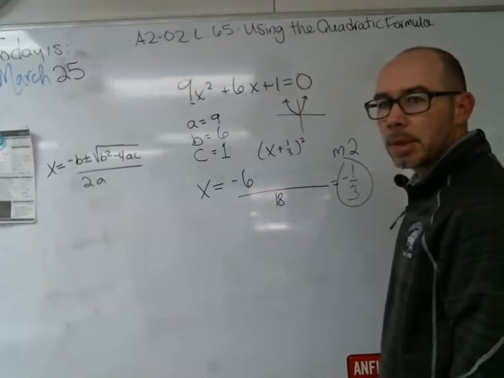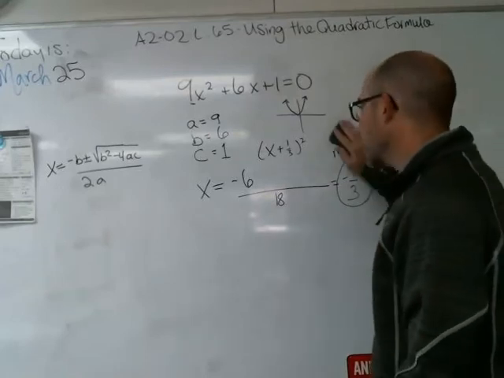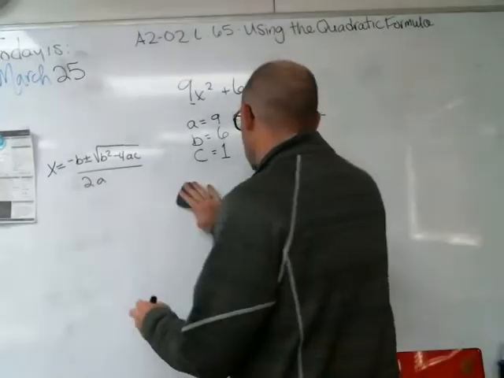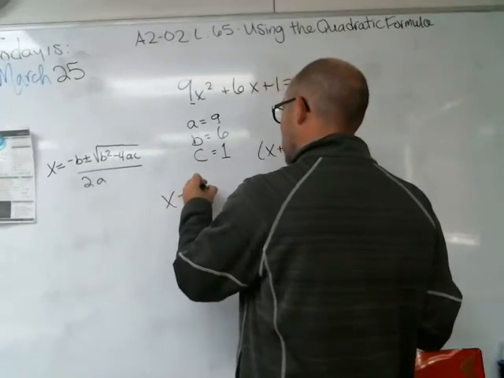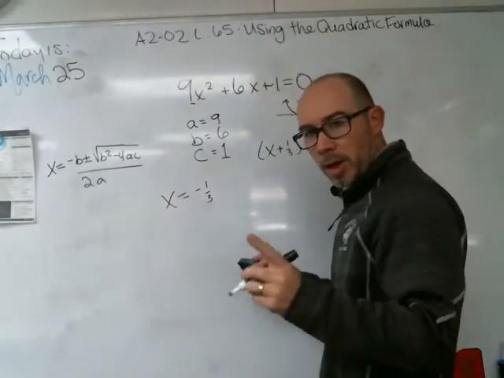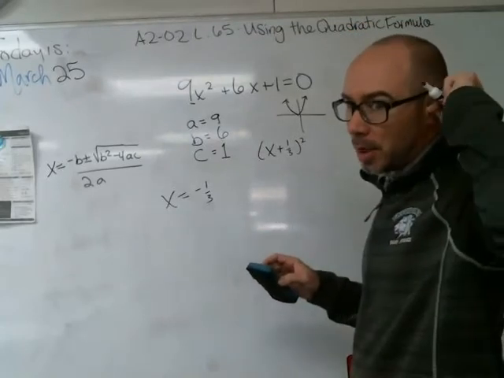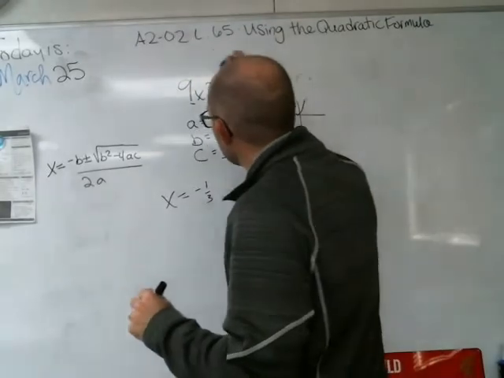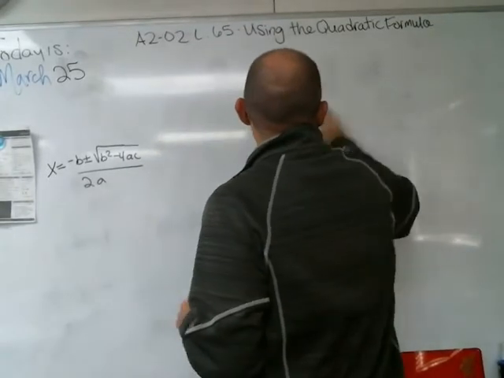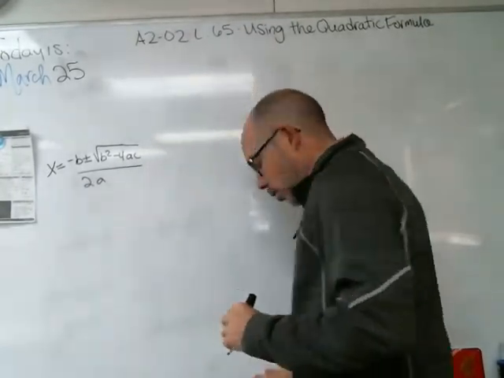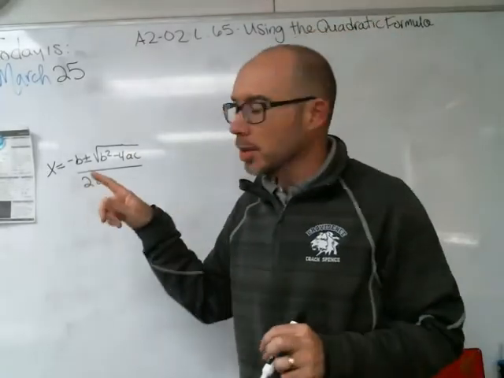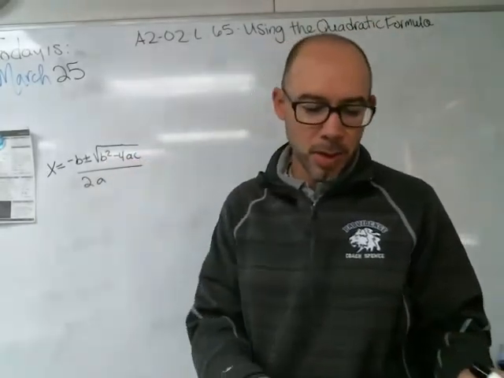All right. So that's the first one. There we got our answer. X equals negative 1/3. Only one answer this time. Usually there's two. Technically there are two. It's negative 1/3 and negative 1/3. Okay, that was fun because that was one where the discriminant, or the part underneath the square root sign, the b squared minus 4ac, was 0.